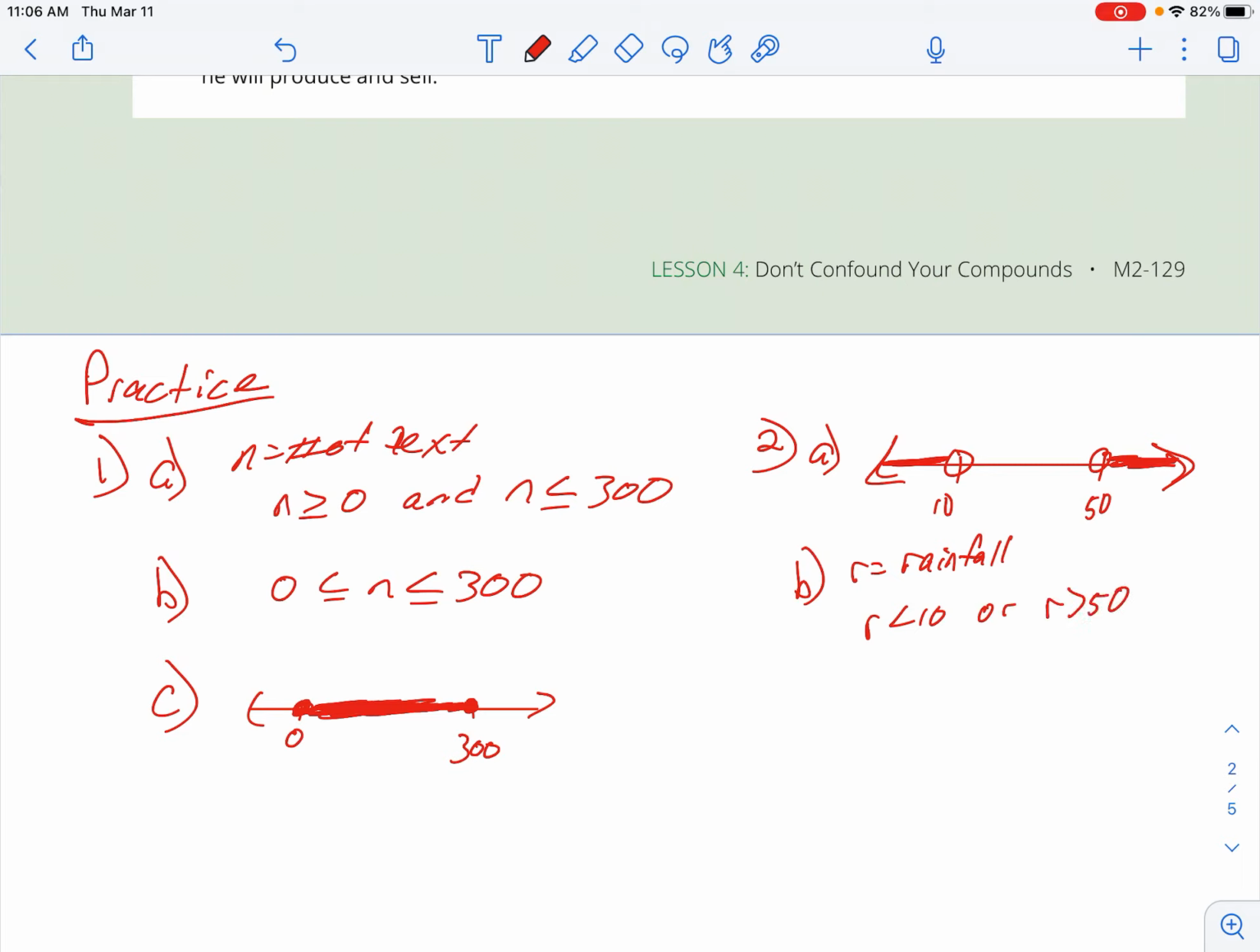All right, where we want it to be less than 10, or we want it to be greater than 50. Now what this means here is that's where we don't want it to be. This is where the rainfall does not want to be. So technically where you would want the farm to be is in this sweet zone. From 10 to 50, that's where the perfect amount of rain would be located.